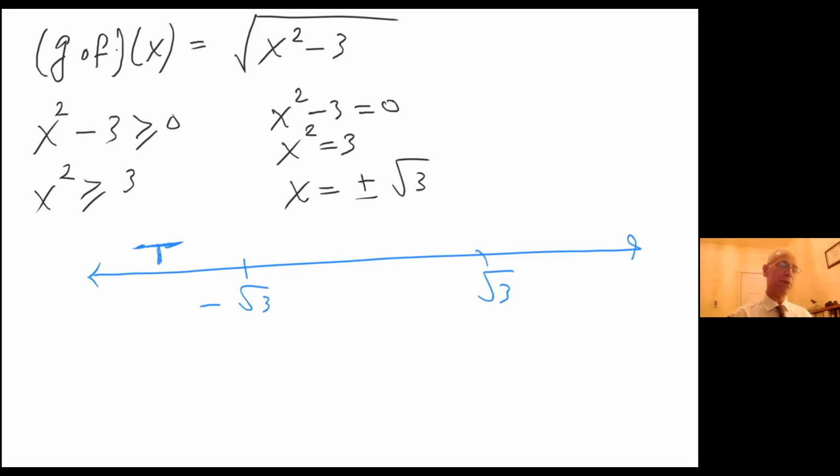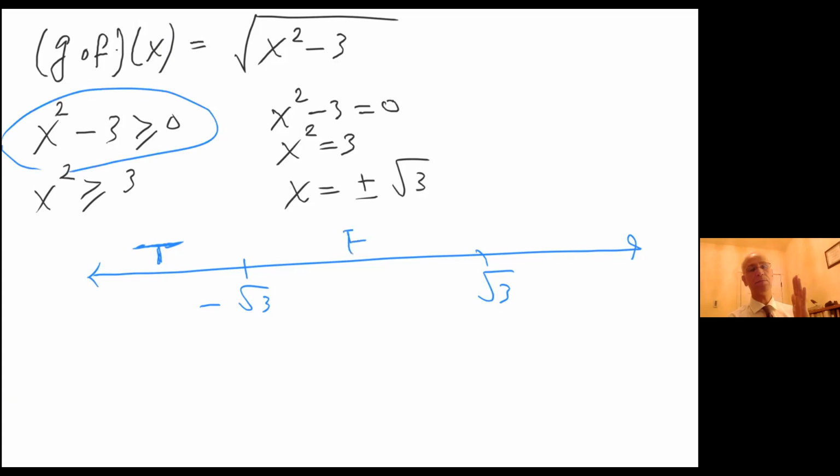A natural number to test between negative root 3 and positive root 3 is 0. If I plug in 0 in here, I get 0 squared, which is 0, minus 3. So minus 3 is not greater than or equal to 0. And so I'm going to put false in here.